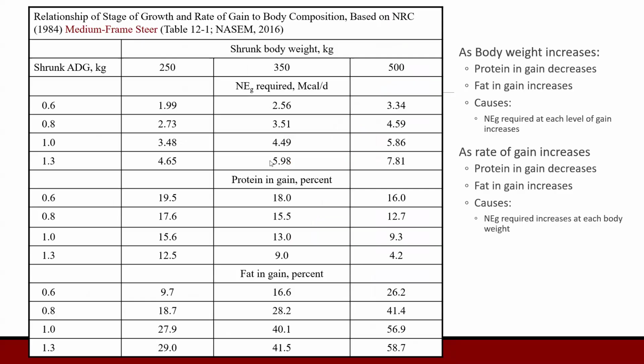Okay. So I took this table out of the beef cattle nutrient requirements book. These are all in kilograms, so bear with me. 250 kilogram animal, 350 kilogram animal, 500 kilogram animal. That first part is NEG requirements. This middle part is protein in gain as a percent of total weight gain. And this bottom part is fat in gain as a percent of total weight gain.